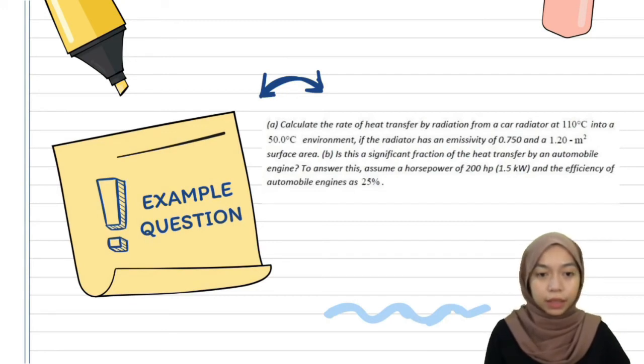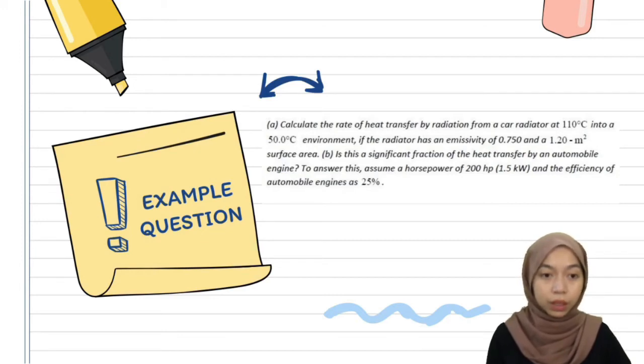So here is the example for this topic, the radiation. So I'm going to read out the question first. This question is divided into two, which is A and B. The first one, A. Calculate the rate of heat transfer by radiation from a car radiator at 110 degrees Celsius into a 50 degrees Celsius environment if the radiator has an emissivity of 0.75 and a 1.2 meter square surface area. So we need to calculate the rate of heat transfer by radiation from a car radiator.